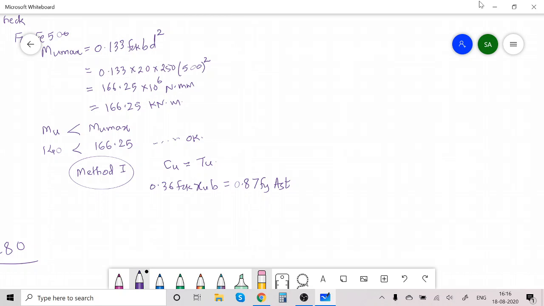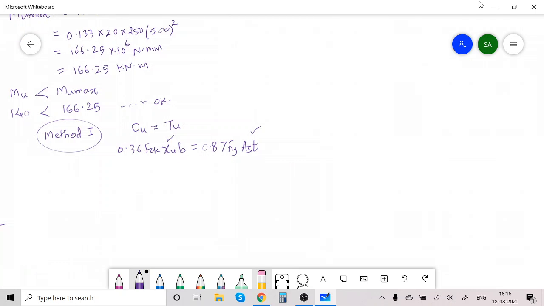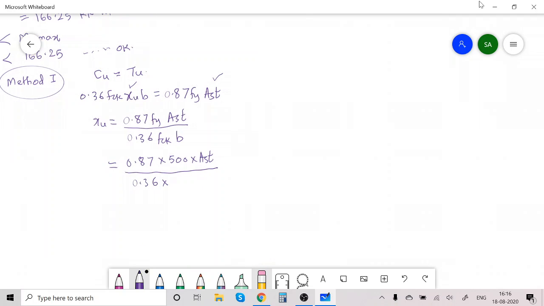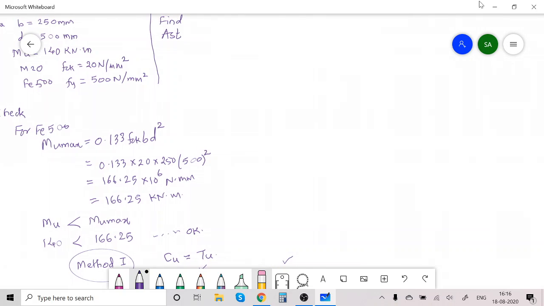Now here, as AST is not known, XU is also not known, remember, because XU value depends upon the amount of area of steel. Both are not known. So what I will do, I will find the value of XU in terms of AST. So XU is 0.87 FY AST divided by 0.36 FCK B. So XU is equal to 0.87, FY is 500, AST is not known, divided by 0.36, FCK is given as 20 and B is given as 250.